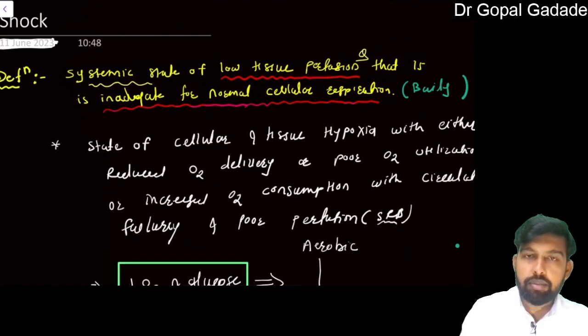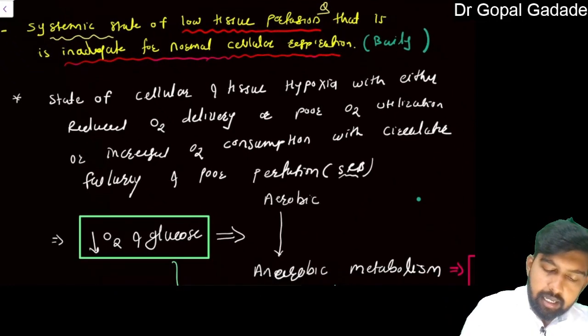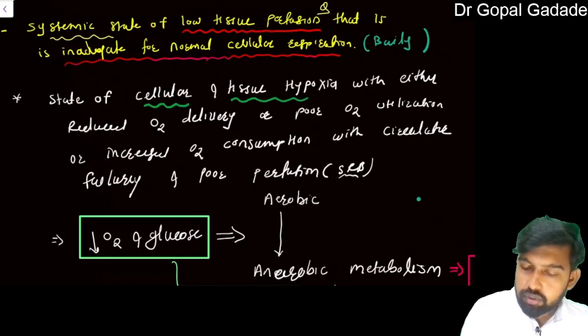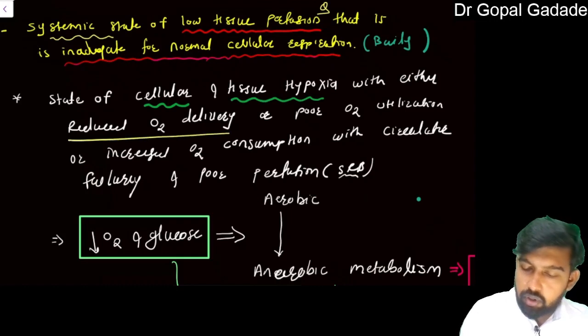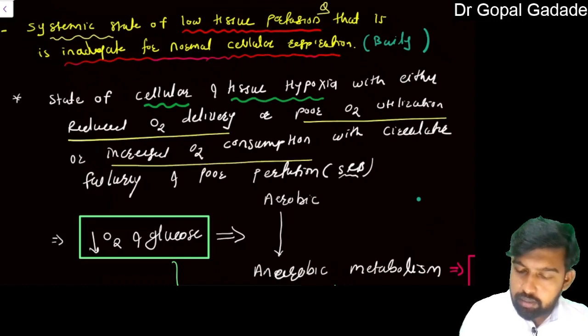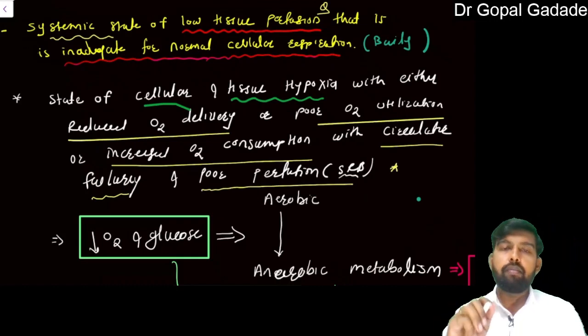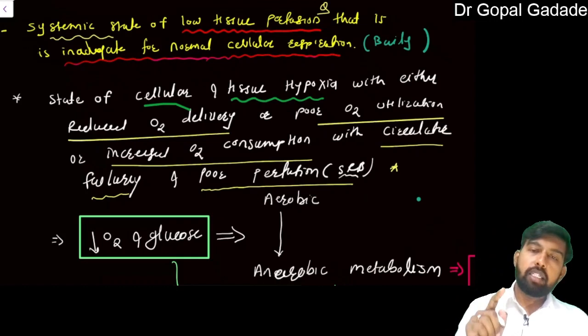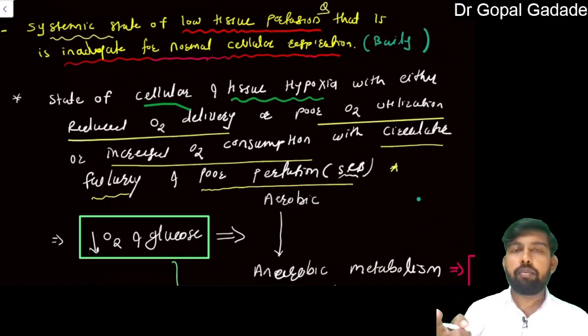The more descriptive definition, it states that it is a state of cellular and tissue hypoxia with either reduced O2 delivery, or poor O2 utilization, or increased O2 consumption, with a cellular failure and poor perfusion. That is a more descriptive definition which includes the pathophysiology of cardiogenic as well as hypovolemic and septic shock.